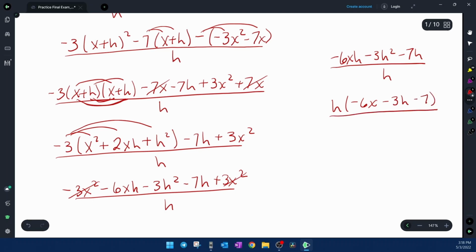And this is the moment we've been waiting for where we can eliminate the h in the denominator. And so now our difference quotient result is negative 6x minus 3h minus 7. And that does it for question number 2.